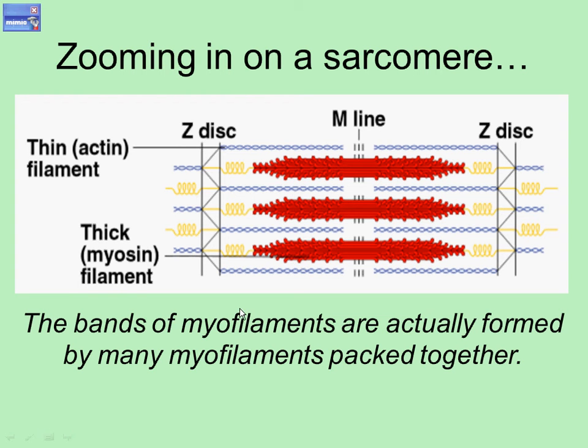It says the bands of myofilaments are actually formed by many myofilaments packed together. So these are going to be just packed in here, and that's what gives us that look of having the bands, is you've got all of these that are packed into this area. Notice all of our actin filaments attached to the Z disc.